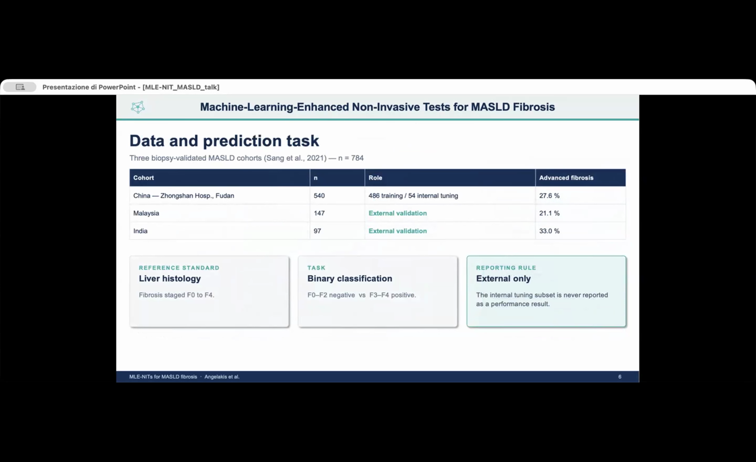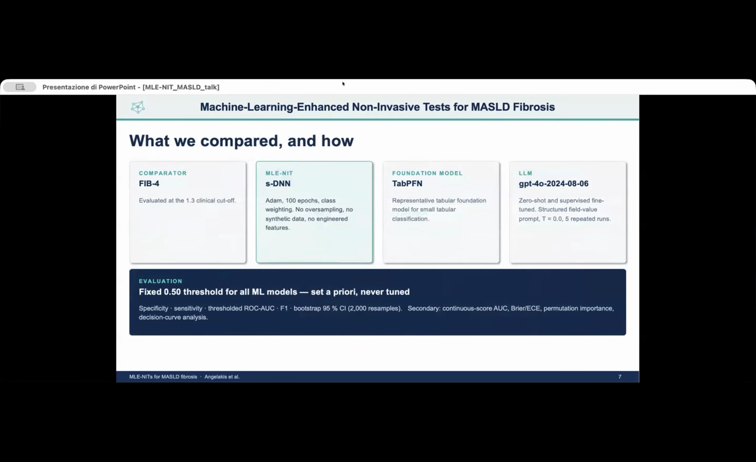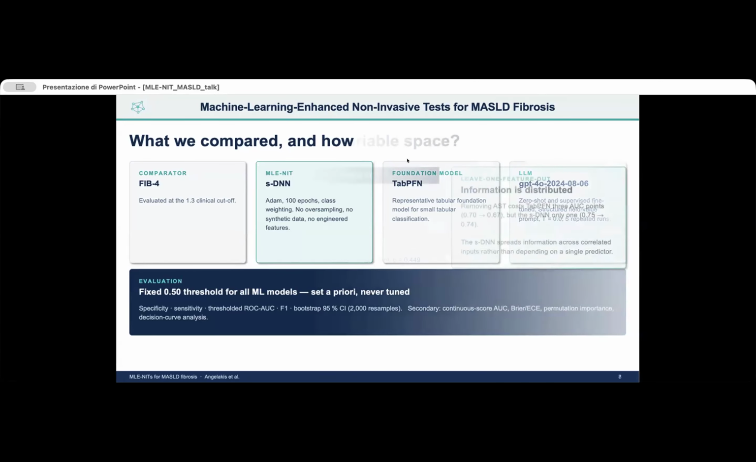We evaluated all models using three biopsy-validated MASLD cohorts, previously published by Zheng and colleagues. The Chinese cohort was used for training, for development. The Malaysian and Indian cohorts were kept separate and used exclusively for external validation. We compared different approaches: first, conventional FIB4; second, our compact neural network; third, TabPFN, currently one of the stronger foundation models for tabular data; and finally, GPT-4o, evaluated both zero-shot and after supervised fine-tuning. By the way, we fixed the classification threshold at 0.5 before evaluating the external cohorts in order to avoid optimistic bias and make the comparison as rigorous as possible.